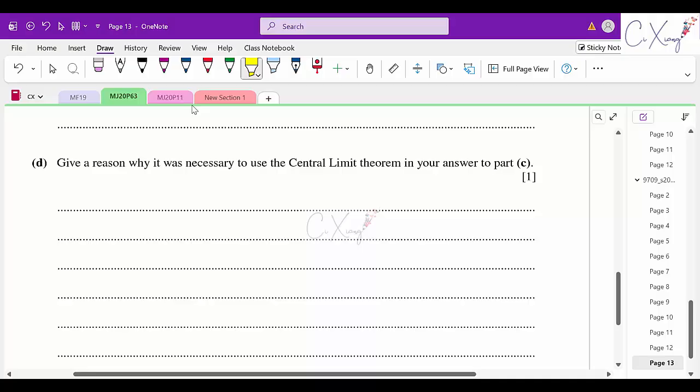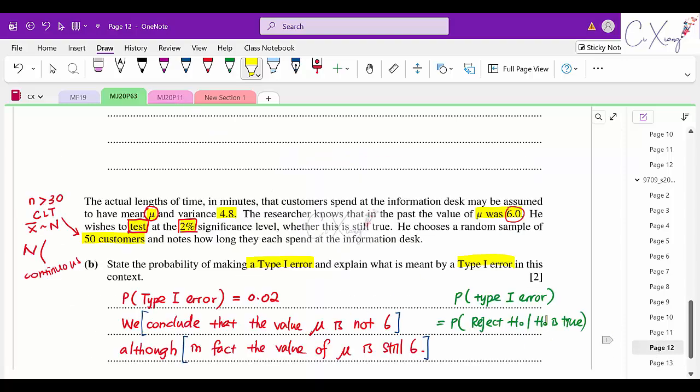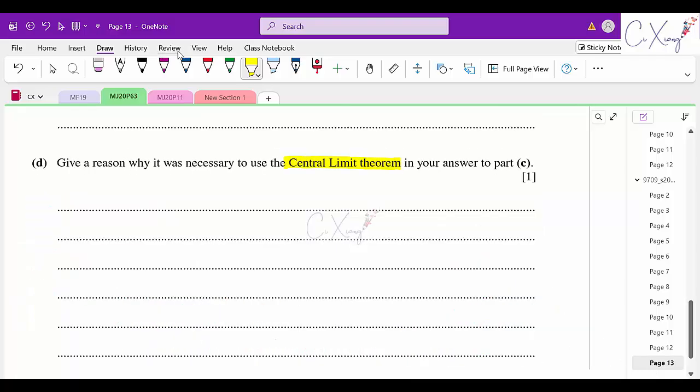Part D. Give a reason why it was necessary to use the central limit theorem in your answer to part C. Okay, so just now I think I tried to explain a little bit, right? We are using the central limit theorem because in the question, they didn't tell us what the distribution for the population is. So you need to let them know that the population distribution is unknown.